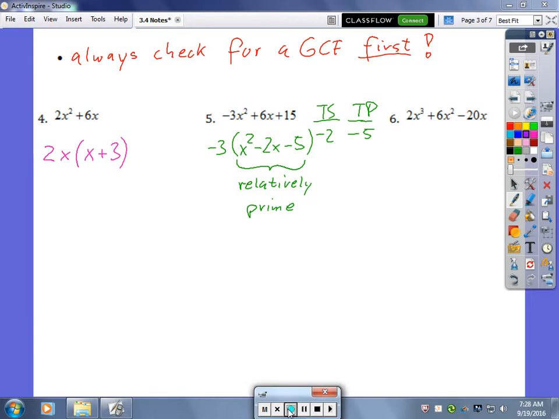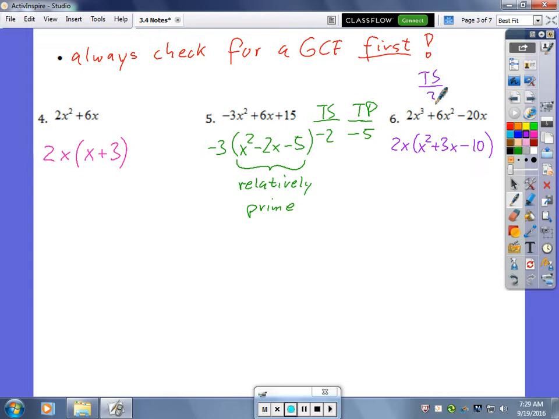Let's move on to example number 6. And here we find that we do have a greatest common factor. We have the number 2, as well as x can come out, and that leaves us with x squared plus 3x minus 10 in our parentheses.